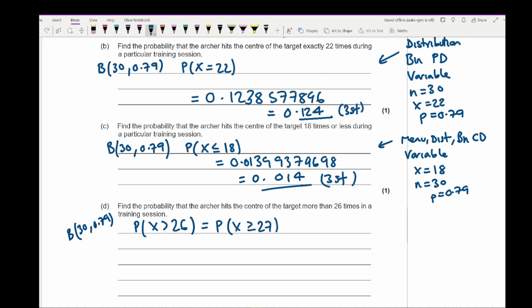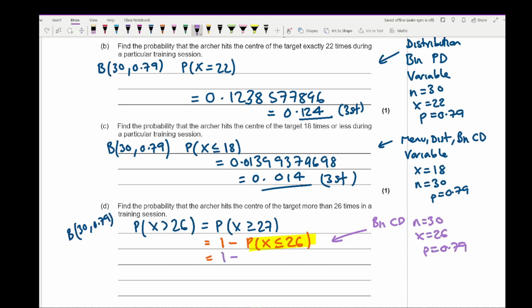Now remember that your calculator does cumulative values, so only numbers that are less. So that's going to be 1 minus the probability of what we don't want, which is numbers less or equal to 26. So then if I enter this into my calculator, again using the same binomial CD, we've got n equals 30, x equals 26, and p equals 0.79.